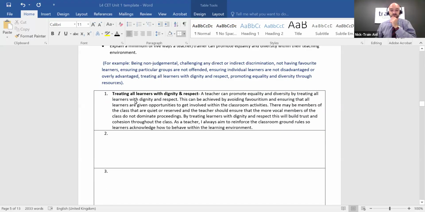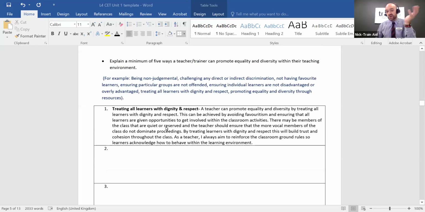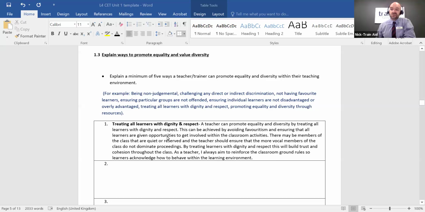The first one I've gone for is treating all learners with dignity and respect. Quite straightforward, really. So the teacher can promote equality and diversity by treating all learners with dignity and respect. This can be achieved by avoiding favoritism and ensuring that all learners are given opportunities to get involved within the classroom activities. It seems quite straightforward, to be honest, but you're being fair, objective, approachable to all learners, welcoming them to the classroom environment, which I think is key. Being friendly, ensuring that all learners have got the same resources, of course. All of those things go hand in hand with promoting respect.